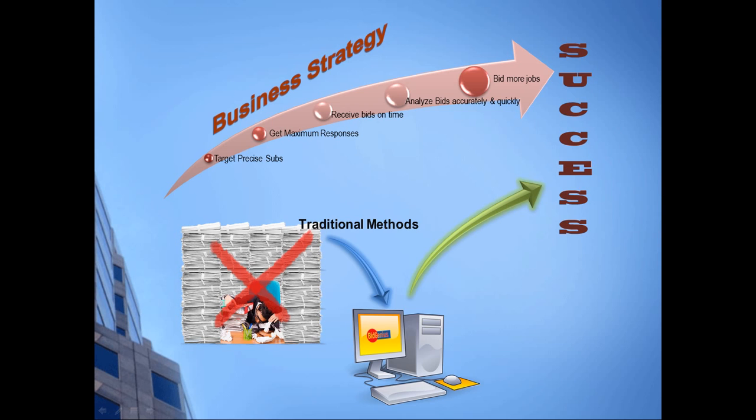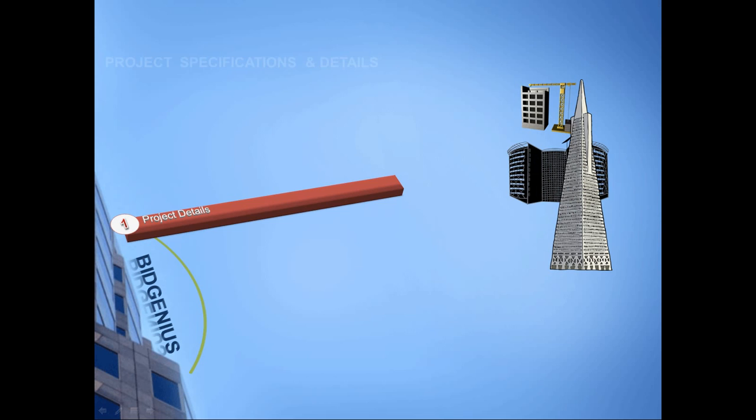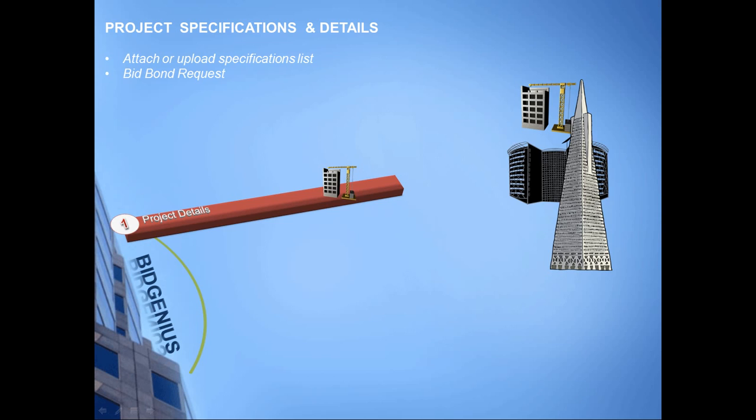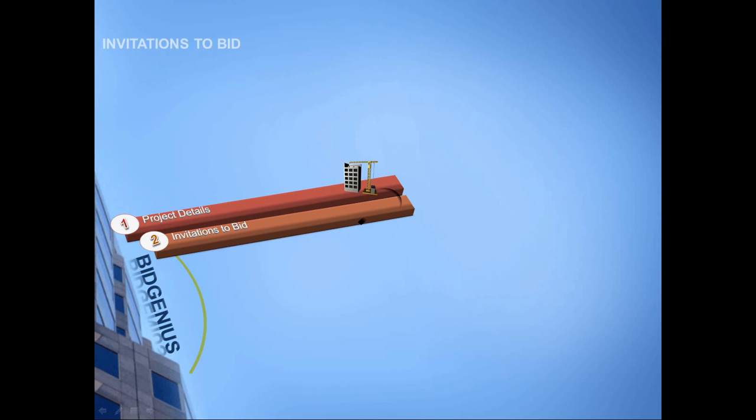Let's look at how BidGenius can assist you during the bidding process. The first step in the bidding process is coming up with the specifications and details of the job. The specifications can be provided as an attachment with the invitation to bid or made available online on the plan room. Also generate and fax or email the bid bond request to the bonding company. After the details of the project have been developed, the next step involves sending out invitations to bid, posting the opportunity online, or inviting a pre-selected list of subcontractors. BidGenius can help you in all these situations.